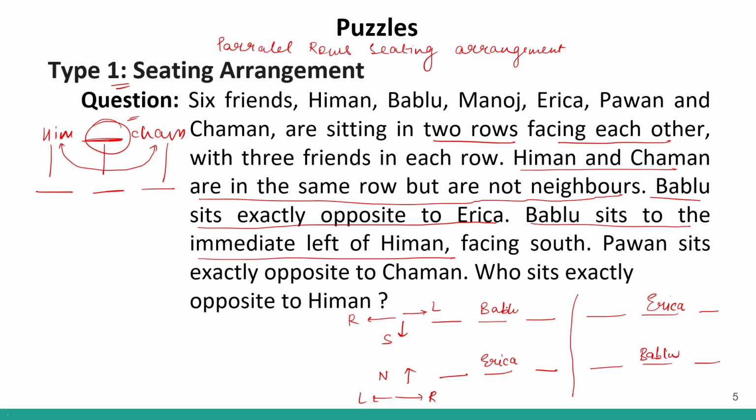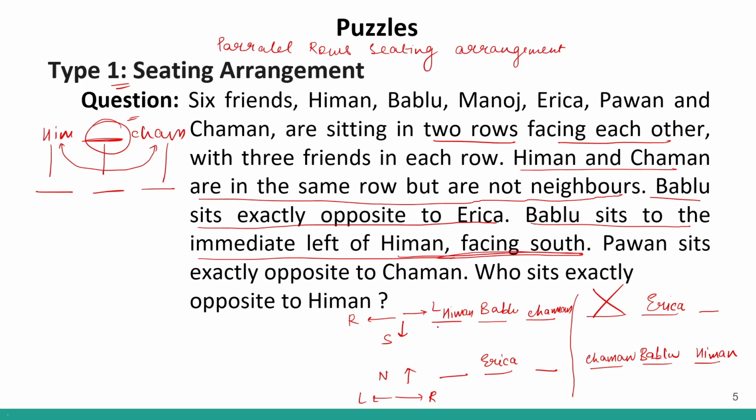It is given to us Bablu sits to the immediate left of Himan. So Bablu is to the immediate left of Himan. That means Himan will be over here in the first case. And in this case, Himan will be over here. So if Himan is over here, automatically we will get Chaman in this place. Now, Himan is facing south. That means Himan will be sitting at the top row. This possibility is wrong. So we will come back to the first possibility.